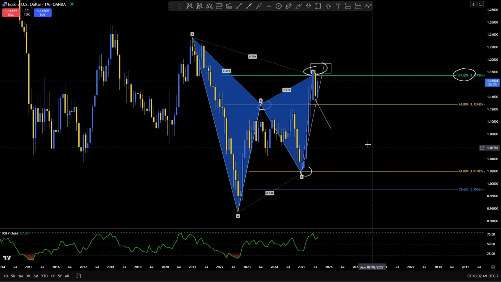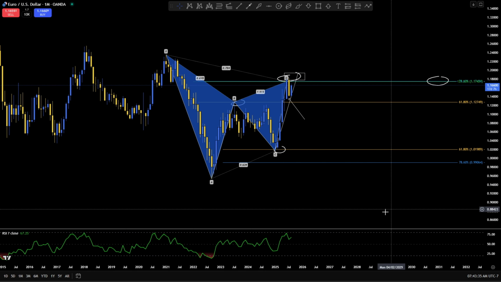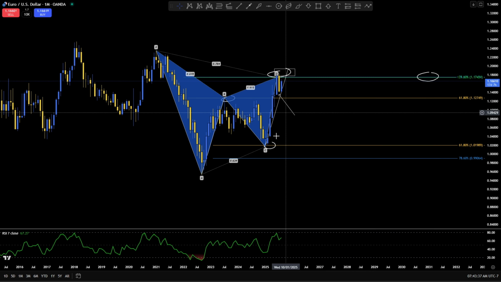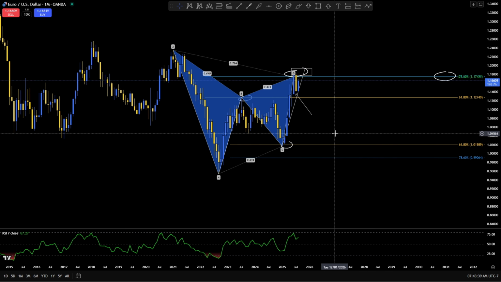Okay, so this is a filled Gartley pattern on the monthly chart. 222 Gartley pattern, meaning it's the perfect one. It's the best of the best. They don't get better than this.